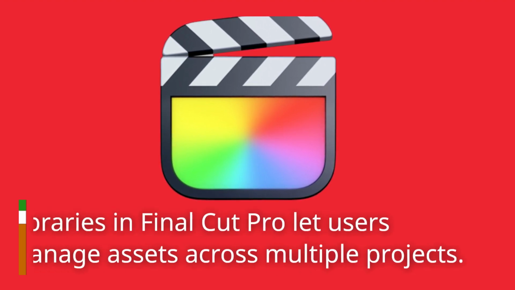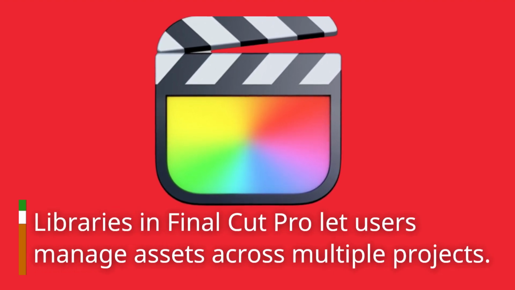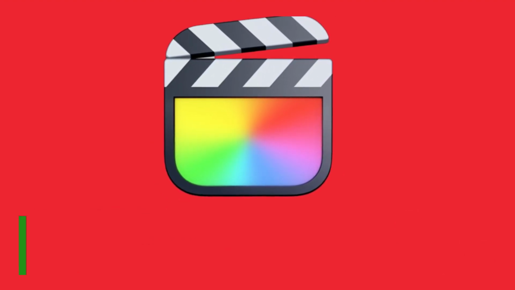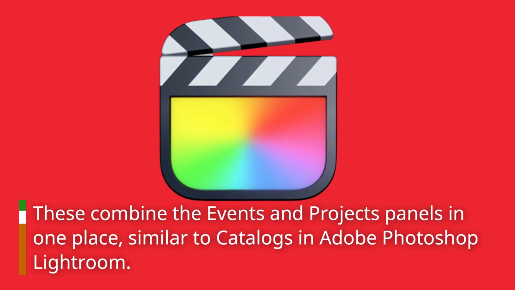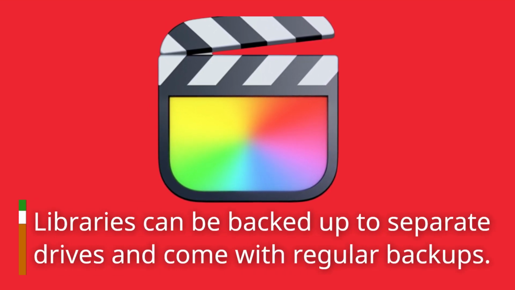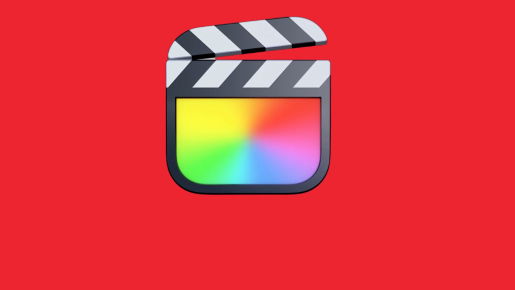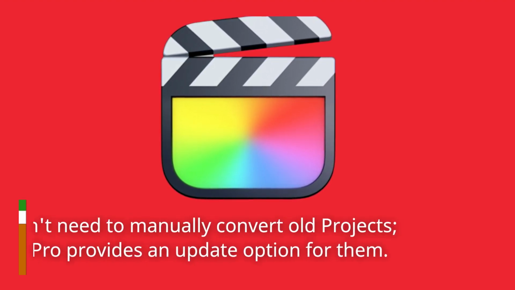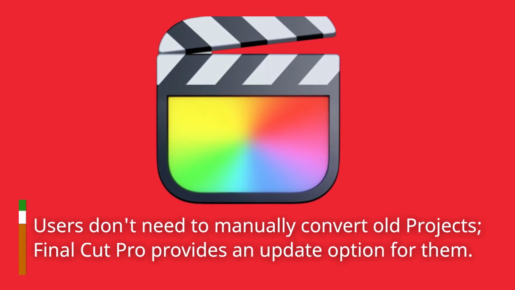Libraries in Final Cut Pro let users manage assets across multiple projects. These combine the Events and Projects panels in one place, similar to catalogs in Adobe Photoshop Lightroom. Libraries can be backed up to separate drives and come with regular backups. Users don't need to manually convert old projects. Final Cut Pro provides an update option for them.